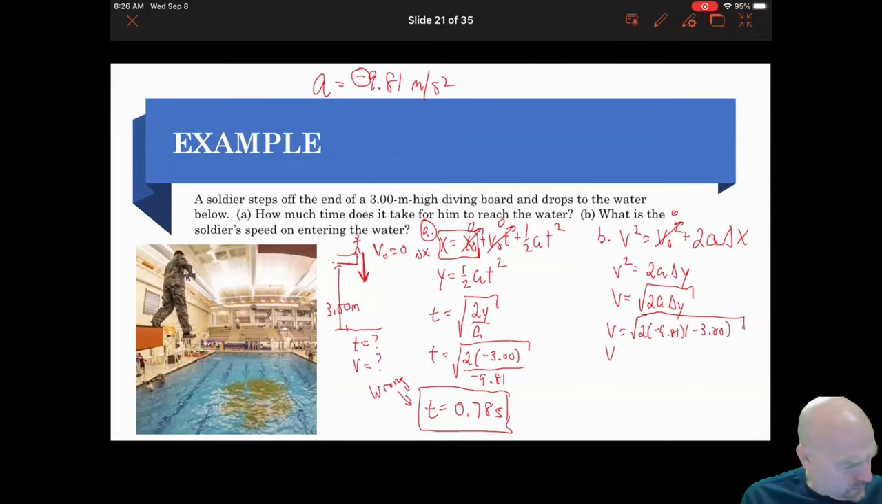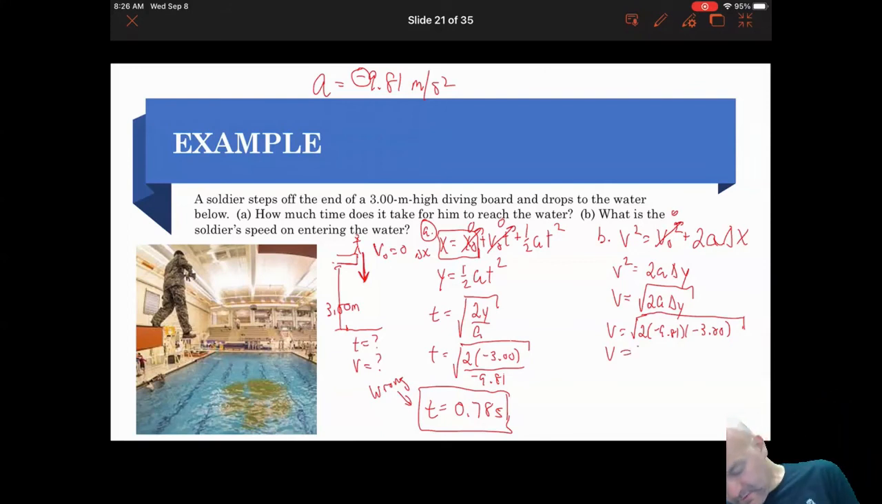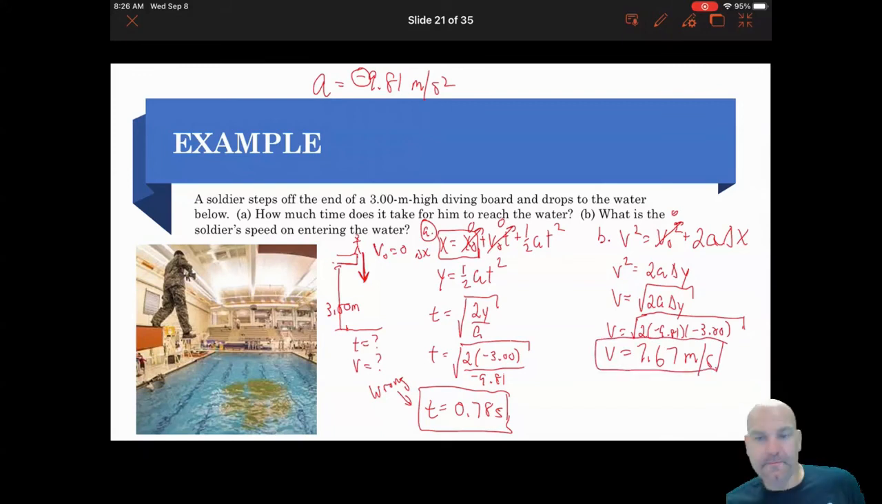Oh, I forgot the decimal. I was like, he's moving very fast once he hits the water. And so his velocity would be 7.67 meters per second when hitting the water.